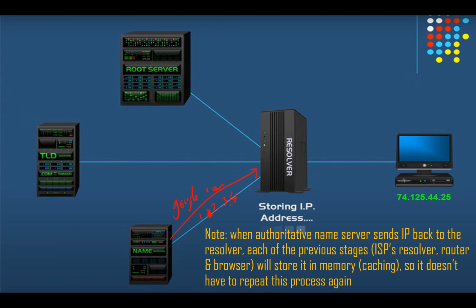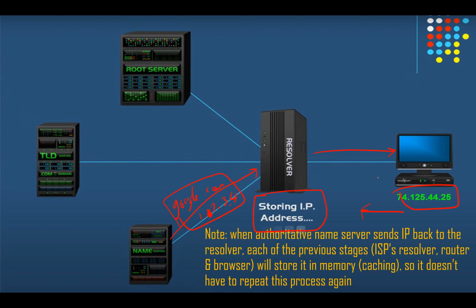So then what's going to happen? Here the ISP's resolver is going to store that IP address. Not really the IP address, it's going to store the entire record. So it's going to say google.com has the IP address 1234. Likewise, that's going to get sent back to the computer, since the computer needs to know which web server to send the request to when it's making the request for yahoo.com.